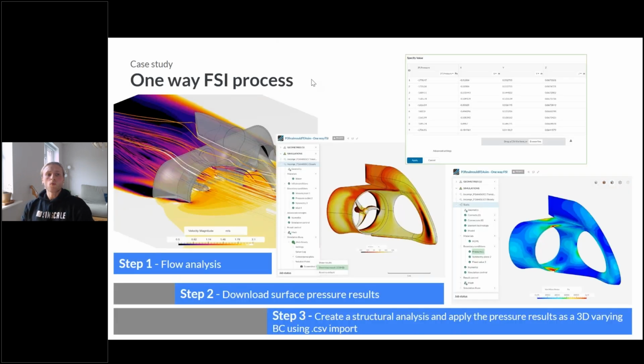So the one-way fluid structure interaction process goes like this. You run your flow analysis on SimScale. You have a look at your pressure results. You then download your pressure results, and it's going to be the point-wise pressure. And then we can input that as a CSV file format into the FEA boundary conditions, into the pressure boundary condition in the structural analysis.